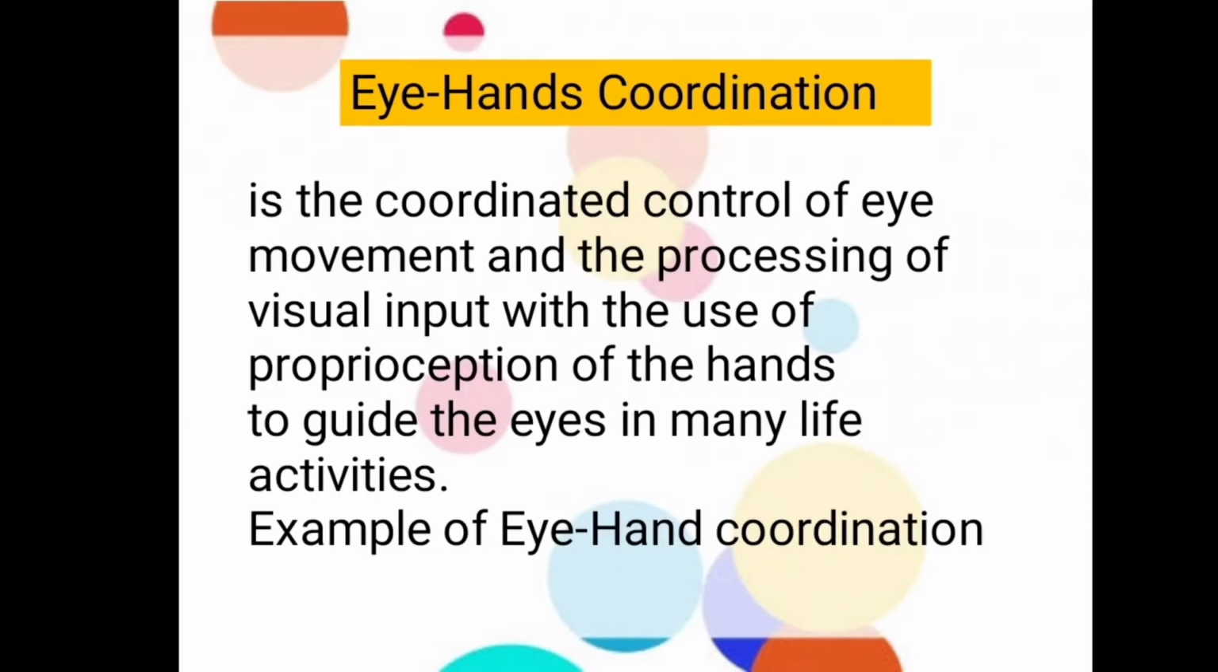Eye-hand coordination. Eye-hand coordination is the coordinated control of eye movement with hand movement, and the processing of visual input with the use of proprioception of the hands to guide the eyes in many life activities. There are 4 examples of eye-hand coordination.